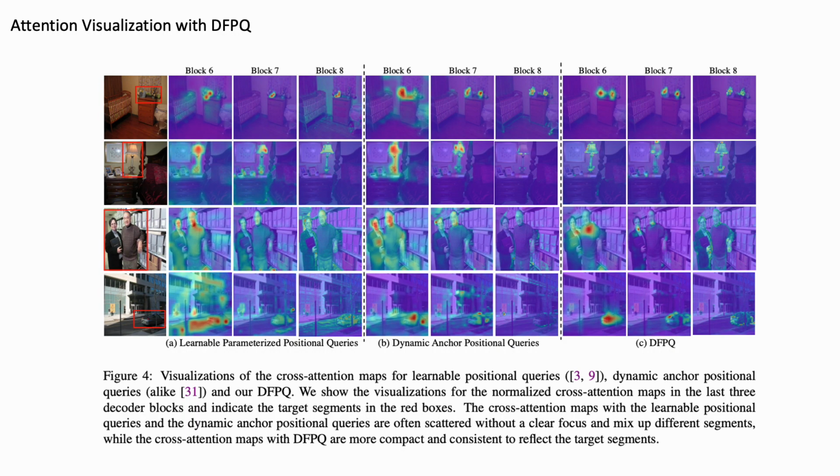We next show the visualizations of the attention maps. We can see the attention with the DFPQ is way better than the attention with the previous positional queries. With the previous positional queries, the attention actually loses its focus and is scattered. While for our DFPQ, the attention maps are more precise and around the target segments, especially the boundary areas.